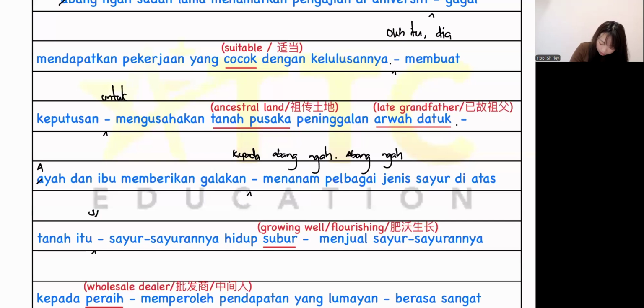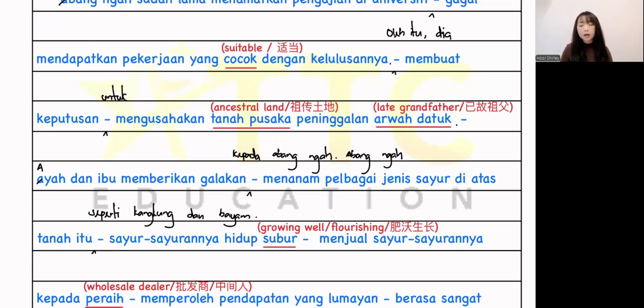Then, to put an example, seperti. So you can just put inside examples of the veggies. What do we have? Kangkung, bayam, sawi also can. Seperti kangkung dan bayam. Sayur-sayurannya hidup subur. Menjual sayur-sayurannya kepada peraih.